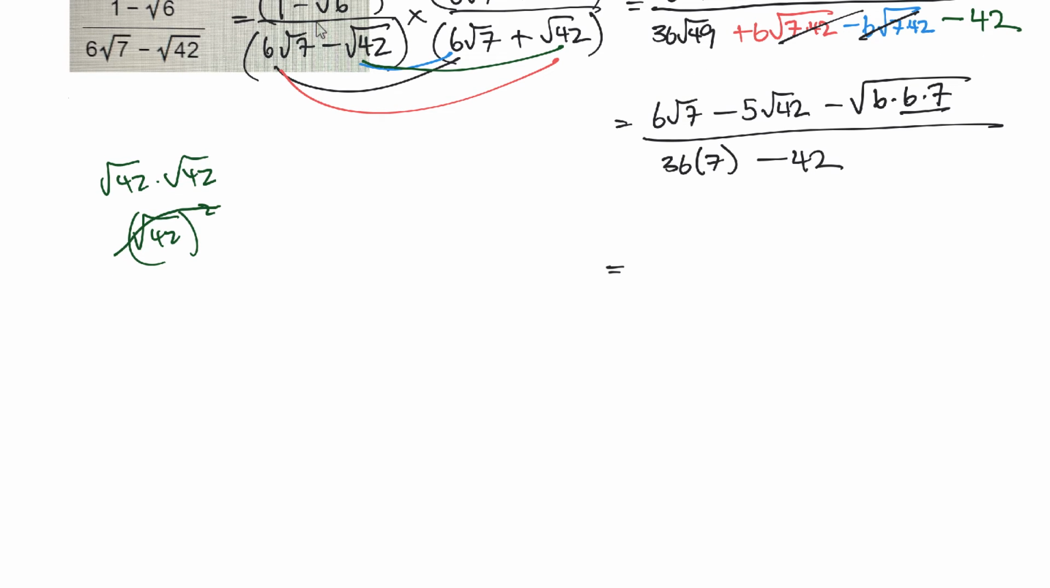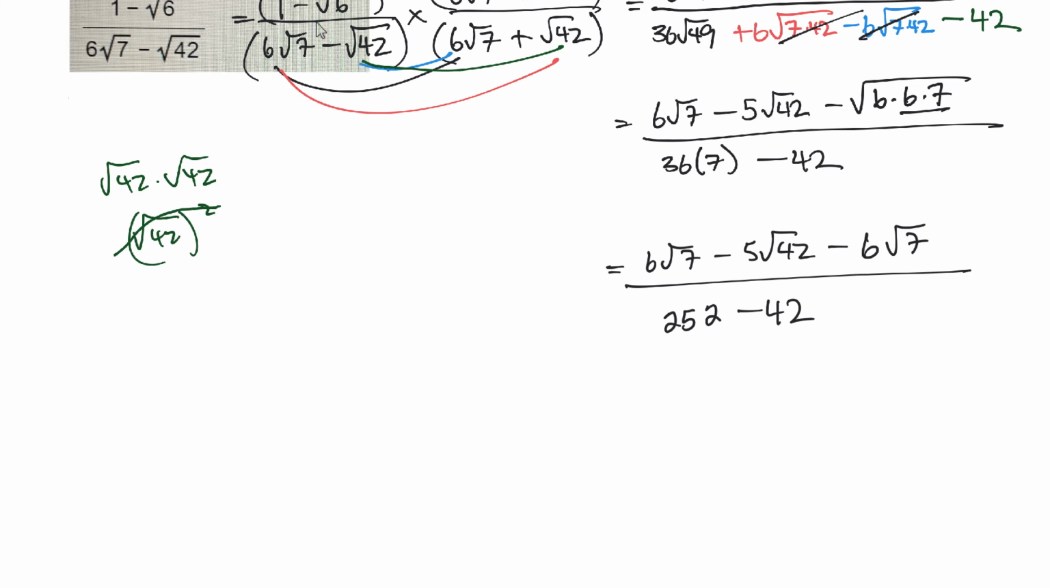Okay, let's keep going. So this will be 6 root 7 minus 5 root 42 minus, the 2 6's will come out, so there'll be a 6 root 7 all over 36 times 7, 42, 252 minus 42. Is that right? I think that's right. Okay, is equal to, on the top, this cancels with that. So all I have is minus 5 root 42 over 210, I think.